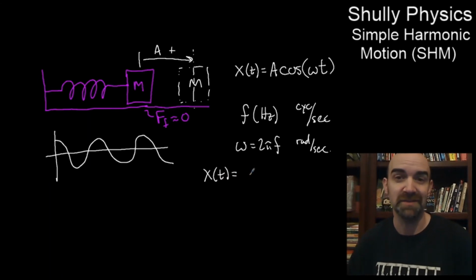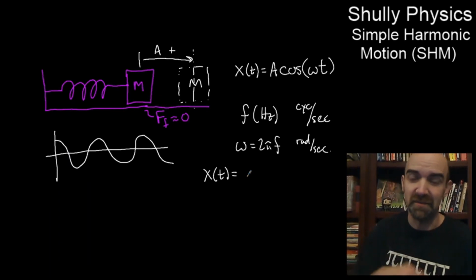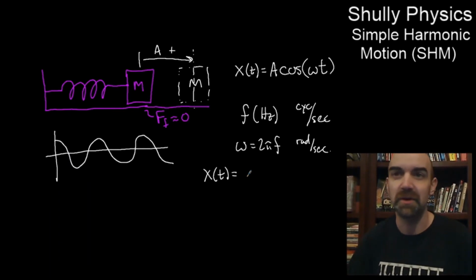It could be a mass on the end of a string that's swinging back and forth, as we're going to look at tomorrow with pendulums, or in the next episode, I should say. It may be tomorrow. A cosine omega t.